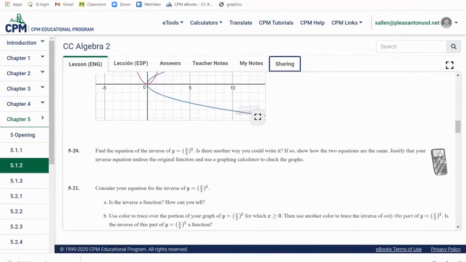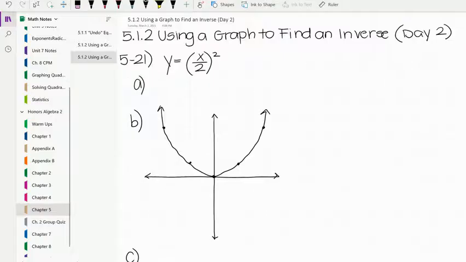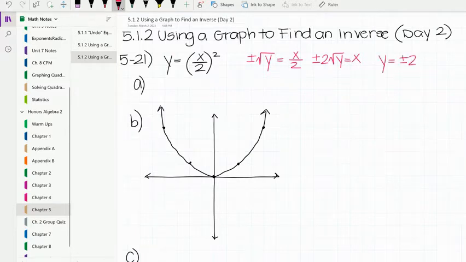And then the last problem that you did was finding the inverse of y equals (x over 2) squared, or y equals 1/2 x squared. So let's go ahead and do that because we will need it for what we are doing today. What we're trying to do is solve for x. First we would square root y, which gives us plus or minus root y equals x over 2. Then we just multiply by 2, so we get plus or minus 2 root y equals x, and then we switch it. So our inverse would be y equals plus or minus 2 root x. Okay, so that is our inverse.